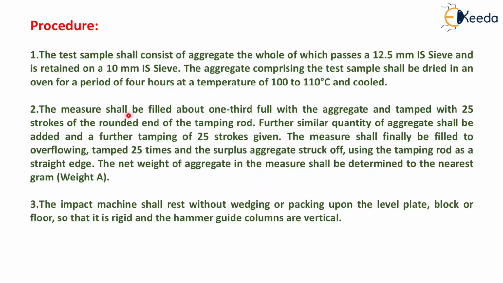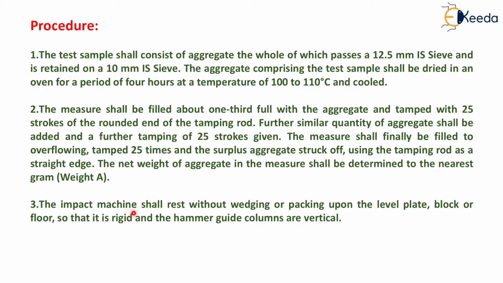The measure shall be filled about one-third full with the aggregate and tamped with 25 strokes of the rounded end of the tamping rod. Further, similar quantity of aggregate shall be added and a further tamping of 25 strokes is given. The measure shall finally be filled to overflowing, tamped 25 times and the surplus aggregate struck off using the tamping rod as a straight edge. The net weight of aggregate in the measure shall be determined to the nearest gram, that is A.